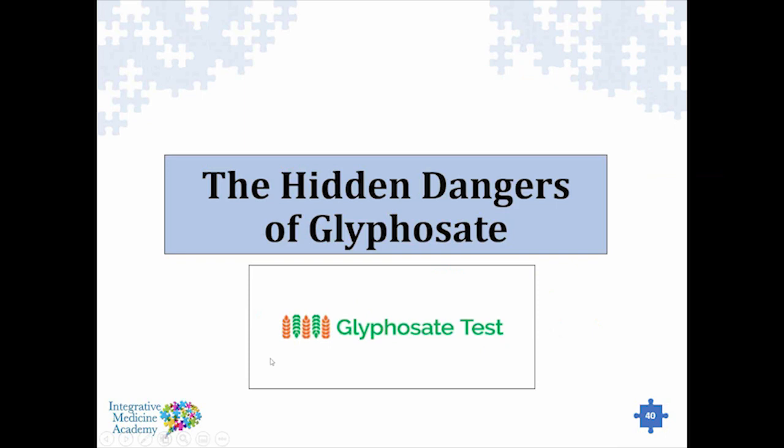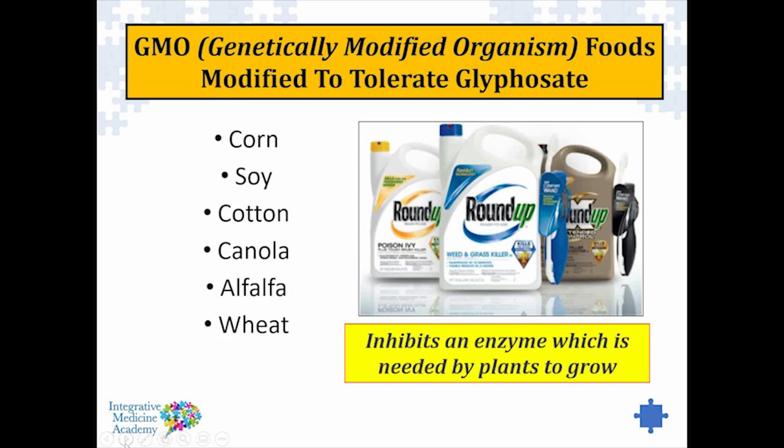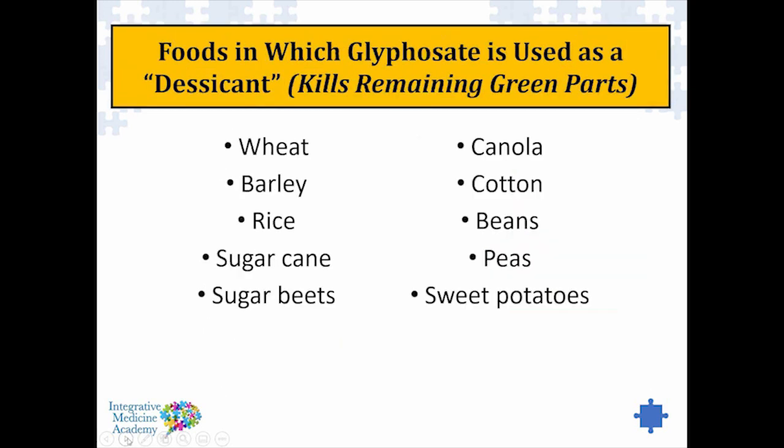Glyphosate is one of these compounds that has been around a long time, and there's a lot of places in the world that are now heavily exposed to glyphosate. It's used on genetically modified food, so corn, cotton, soy, for example. And one of the things about glyphosate is that it actually inhibits the way certain plants utilize nutrients for growth. It's also used on plants to kill the remaining green parts, so it's used as what's called a desiccant. So there's a lot of different types of plants that can be exposed to glyphosate.